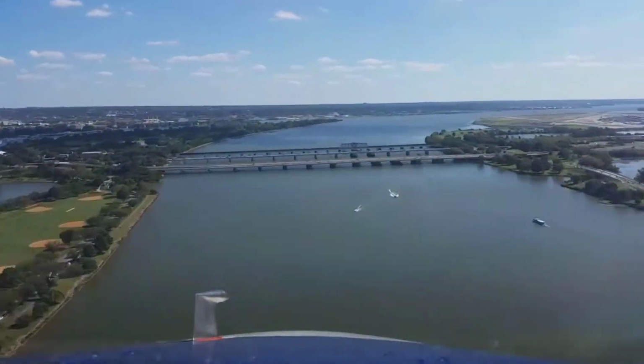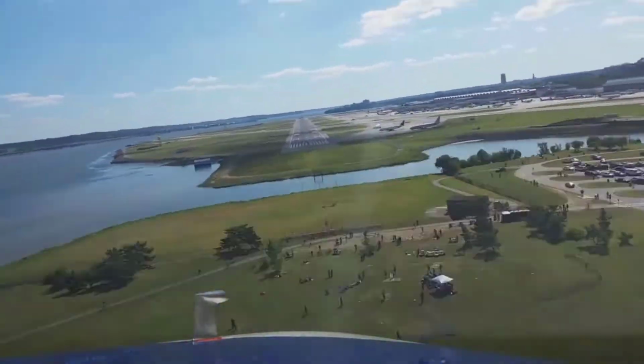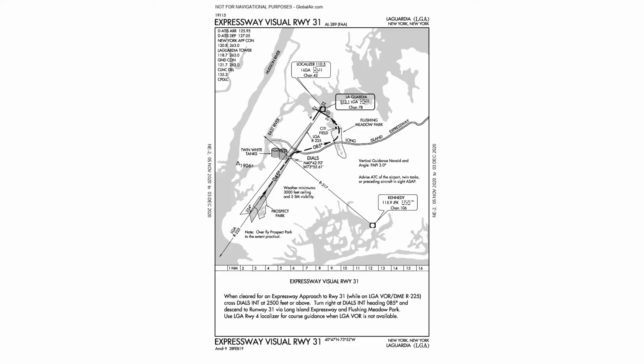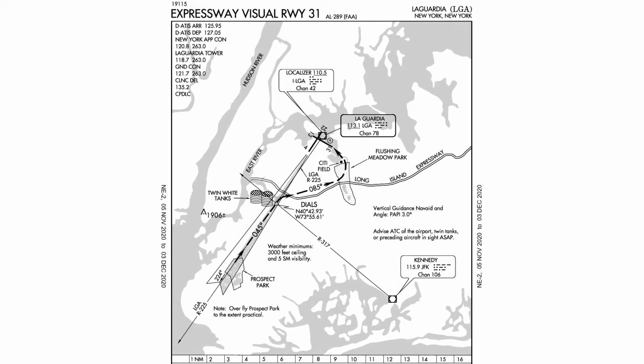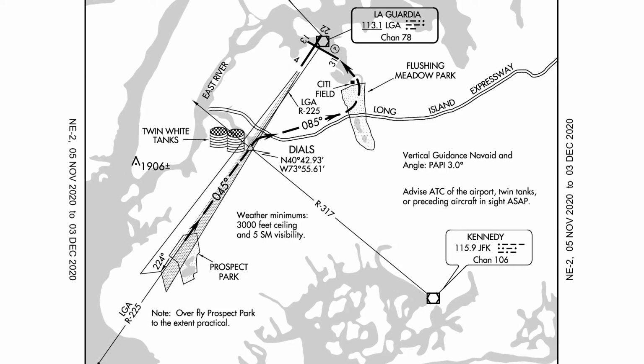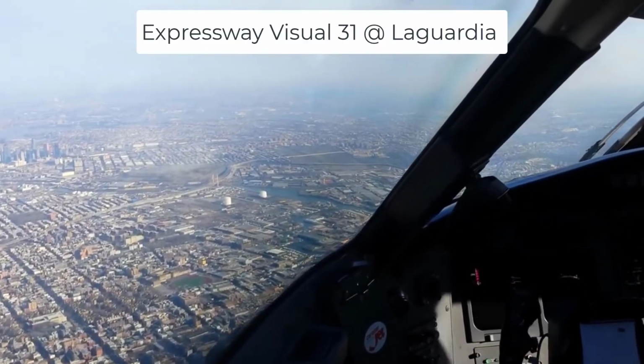and the National Mall. Another approach that comes to mind is the Expressway Visual to runway 31 at LaGuardia, up in New York. This approach standardizes traffic coming in from the south into the New York Class Bravo airspace, has them go up the Long Island Expressway, turning around Citi Field, and then flying into runway 31.